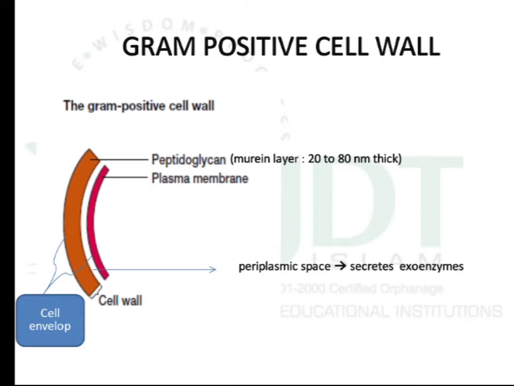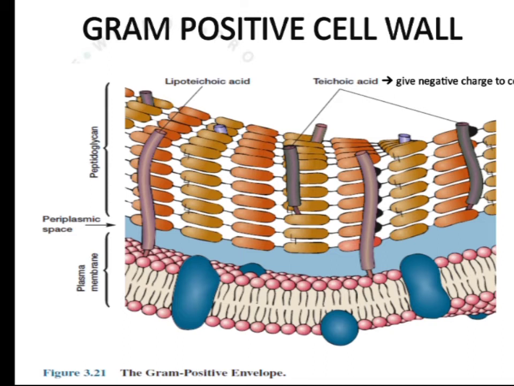So coming to the gram-positive bacteria, the outermost layer is the peptidoglycan layer, that is also known as the murein layer. It has a thickness of 20 to 80 nanometers. There is a space between the peptidoglycan layer and the plasma membrane that is known as the periplasmic space, and this periplasmic space will secrete an enzyme known as exoenzyme. The periplasmic space and the cell wall, including the plasma membrane, is known as the cell envelope. Now coming to the detailed structure, we have a thick peptidoglycan layer, then a periplasmic space, then a plasma membrane.